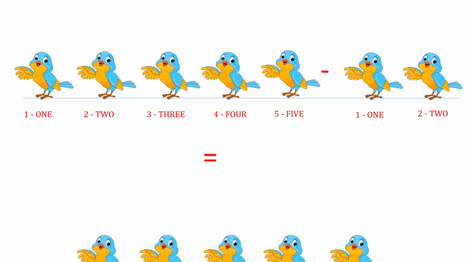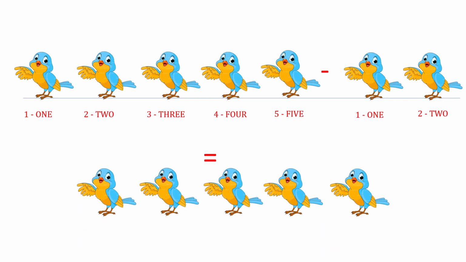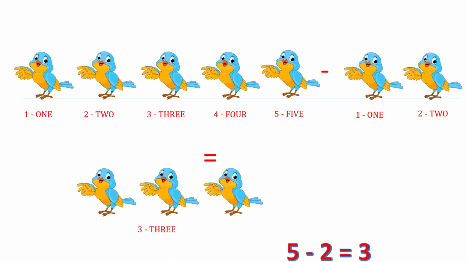Let's see. So again here, pay attention. There were 5 birds on the wire and then 2 birds flew away. There are now 3 birds on the wire. See the subtraction? 5 minus 2 equals 3.